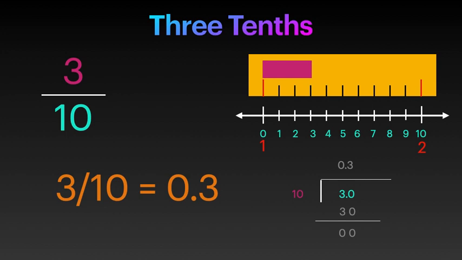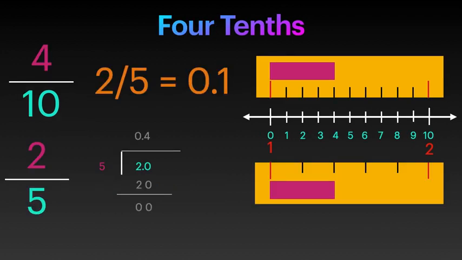Here we got 3/10. The long division tells us 3/10 is equal to 0.3. Here you can see the pink box inside the yellow strip. It is 3 subunits in size. So it describes 3 out of 10.